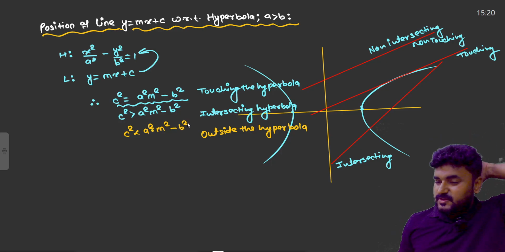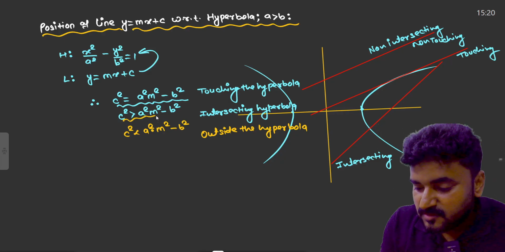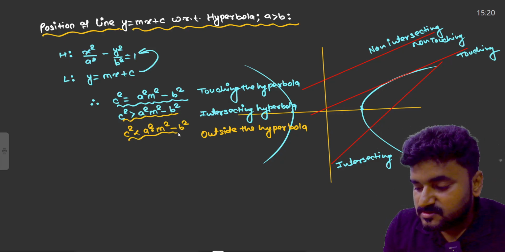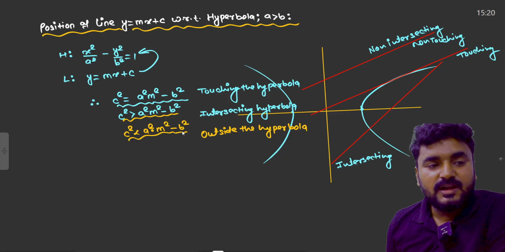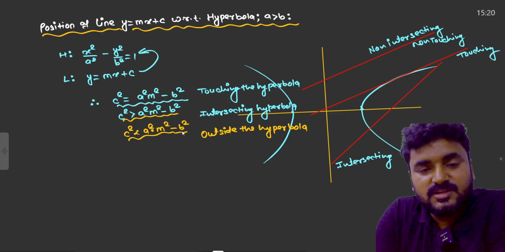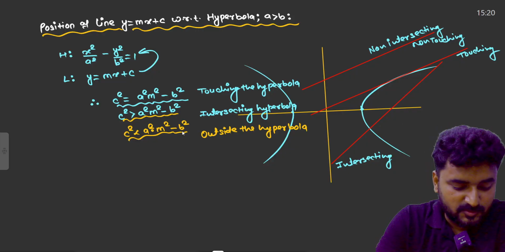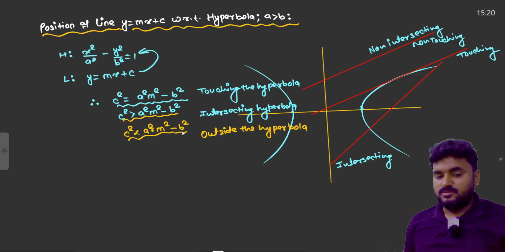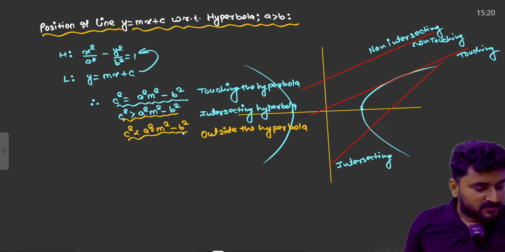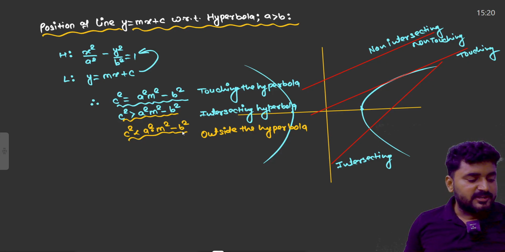So these are the three conditions we should learn for the line and the hyperbola: touching, intersecting, or outside of the hyperbola. Okay. So this is very important, you can note it down. After that I am going to tell you the point of contact.